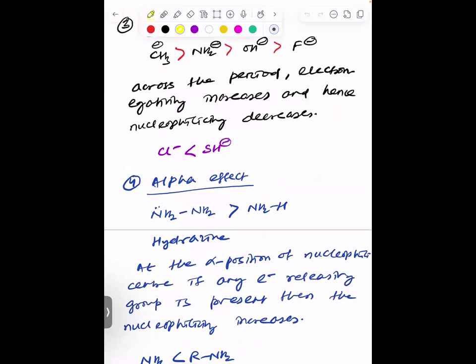So what is the alpha effect? If there is an electron releasing group at the alpha position of the nucleophilic center, it can increase the electron density of the nucleophile. When the electron density increases, the nucleophilicity increases. That is the alpha effect. Similarly, if an electron withdrawing group is at the alpha position, the nucleophilicity decreases. So electron releasing group at the alpha position increases nucleophilicity, and electron withdrawing group at the alpha position decreases the nucleophilicity.